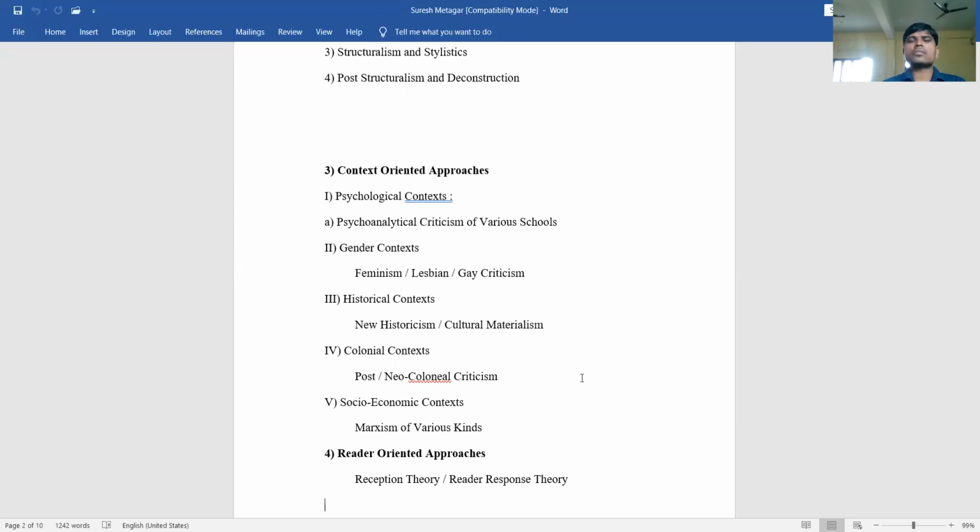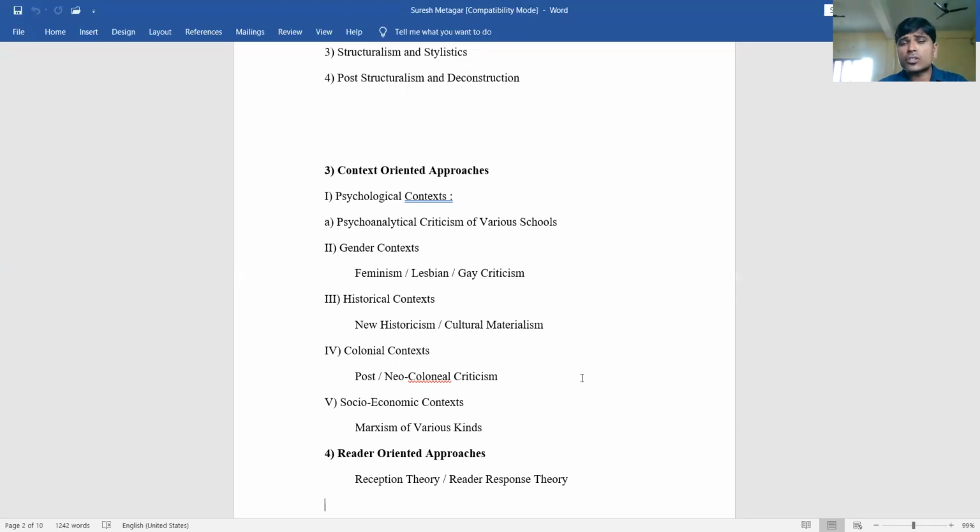Then we have the gender context. Here again, the literary text is analyzed on the basis of gender. The text is analyzed with women in mind in feminism, lesbians in mind in lesbian criticism, and gay people in mind in gay criticism.